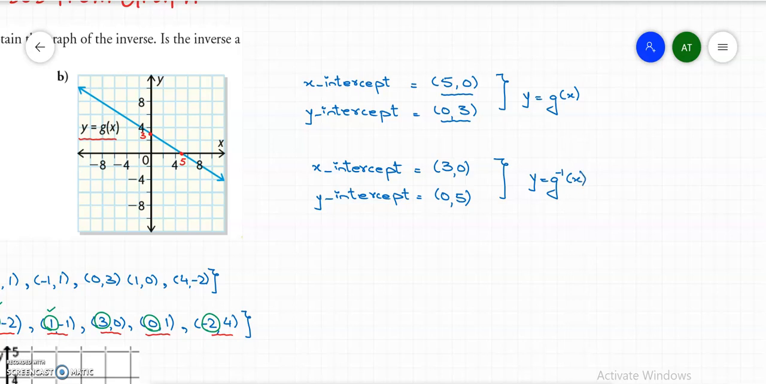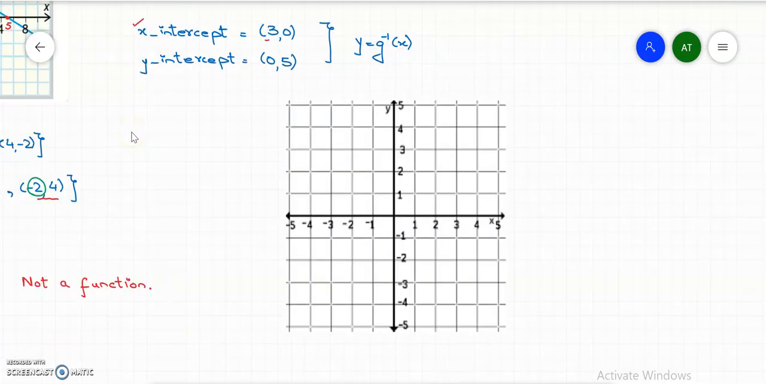Let me plot the x-intercept and the y-intercept onto the grid to get the graph of the inverse. The x-intercept we have is (3, 0): the x value is 3 and the y value is 0. And the y-intercept is (0, 5): x is 0 and the y value is 5. So we have plotted the intercepts. Let's connect the two points. That is the graph of the inverse, g inverse of x.